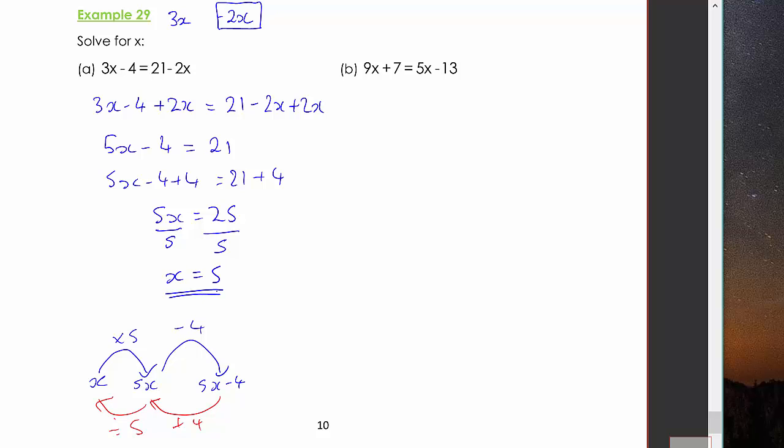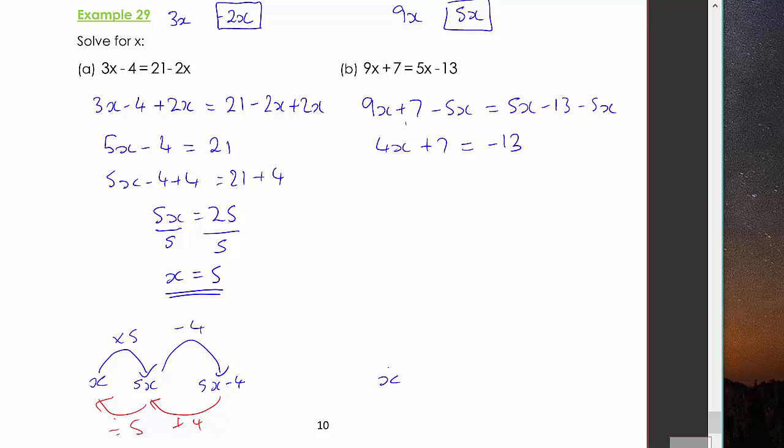So it's solved. In this one, I've got 9x on one side, I've got 5x on the other. 5x is definitely smaller than 9x. They're both positive, remember. So what I'm going to do is subtract 5x to get rid of the 5x from the left. Remember, I have to subtract it from both sides because we always have to do the same thing to both sides. So over here I've got 4x, and don't forget this plus 7. And over here the x's will have disappeared and I'm left with a negative 13.